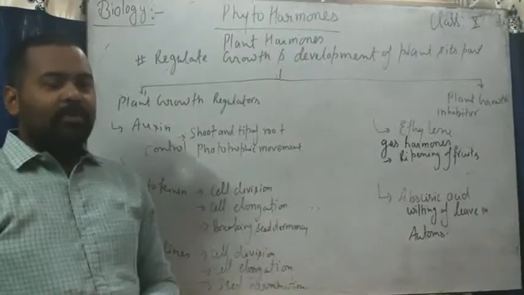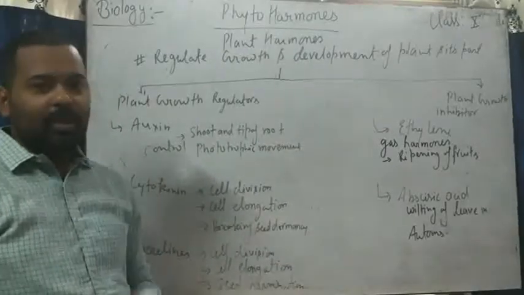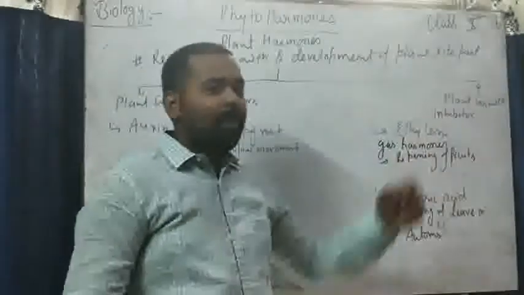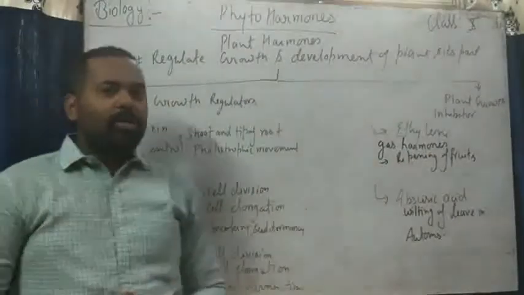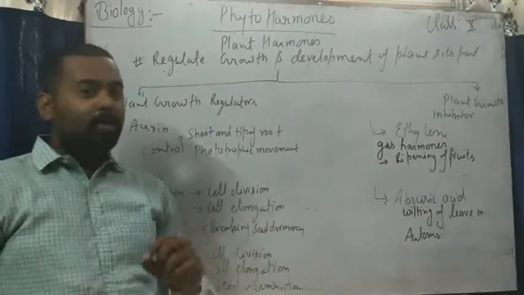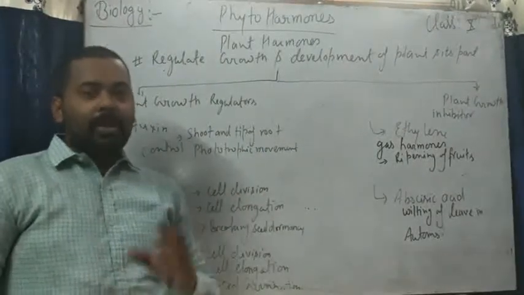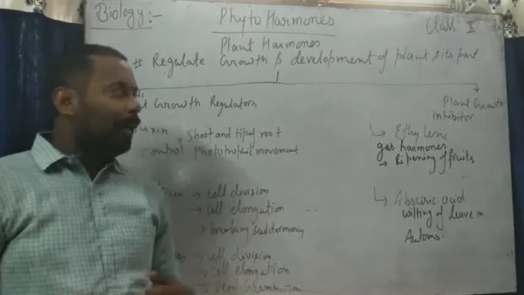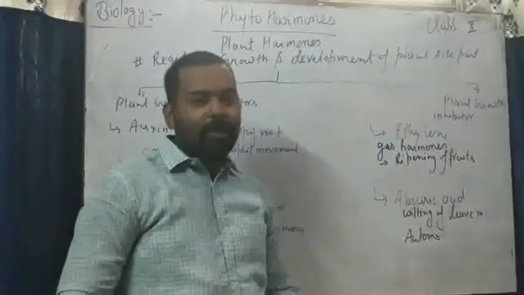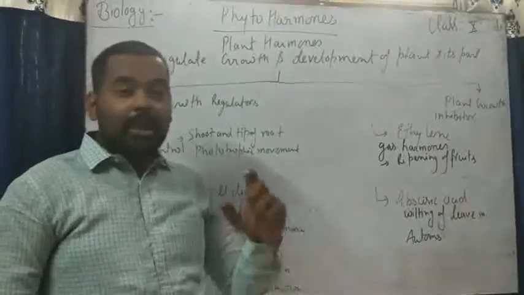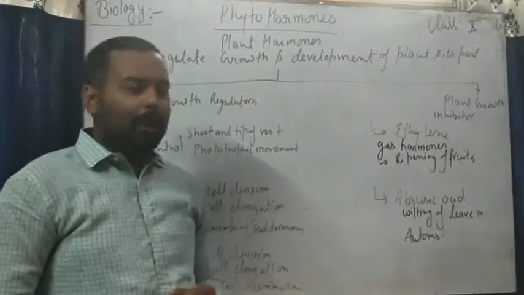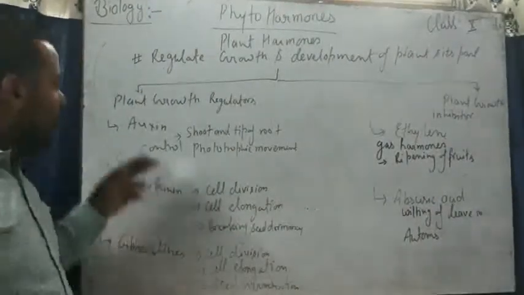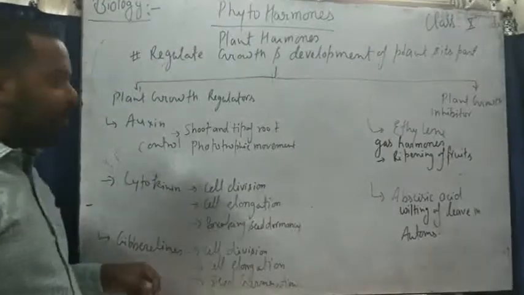According to their function, the phytohormones are of two types. Number one is the group of plant growth regulators, and second is plant growth inhibitors. From the term plant growth regulator, it means it regulates something: the group of plant hormones which regulate the growth of the plant. And the second definition, plant growth inhibitor: the group of hormones which inhibit the growth of the plant. Plant growth regulators are of three types: auxin, cytokinin and gibberellins.